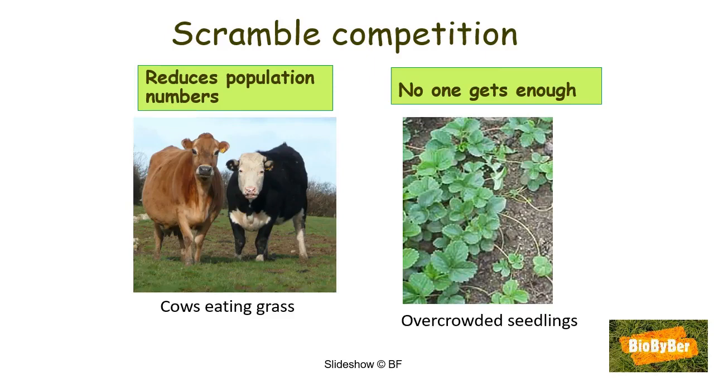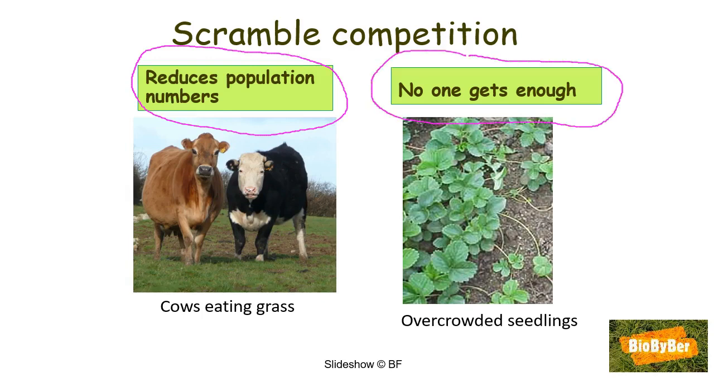As we said, scramble competition reduces population numbers because no individual gets enough. Our example of scramble competition would be cows eating grass. If the cows are left in the field, they will compete with one another for the grass, which will get in short supply, and neither organism will have enough to reproduce efficiently, or they might not be able to grow properly. The same applies to overcrowded seedlings.